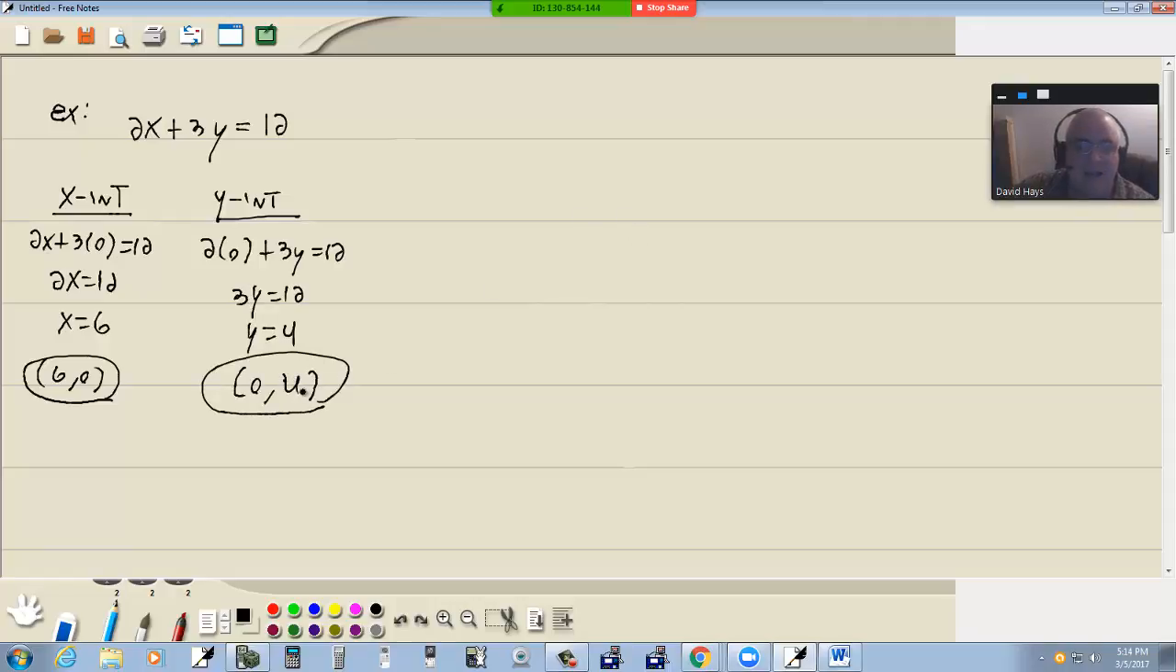Some people like the intercept method for graphing because when you plug 0 in, it makes it a lot easier. So (6, 0) will be right there, and (0, 4) will be right there. And then you draw a line through. Works fairly well with lines. Sometimes it doesn't work so well if it passes through the origin.